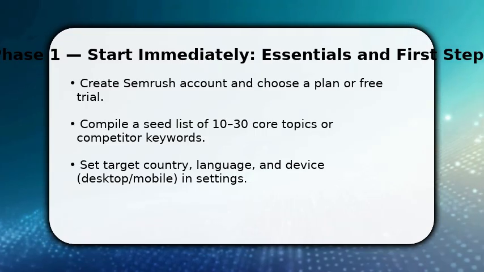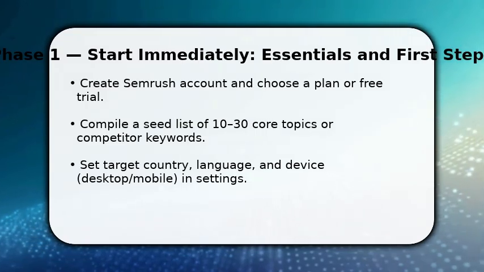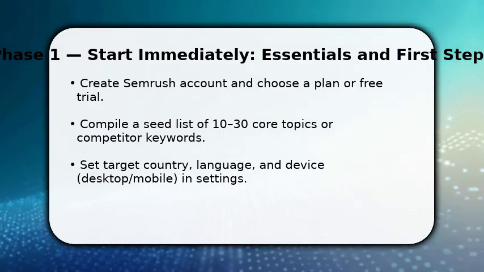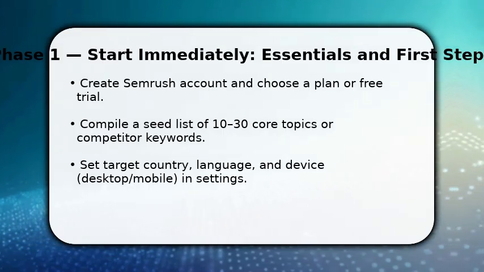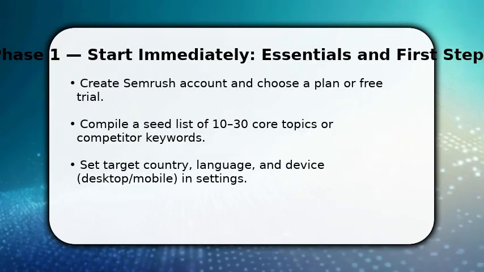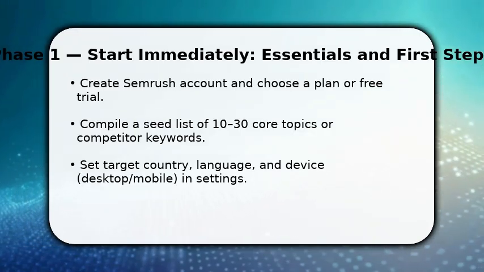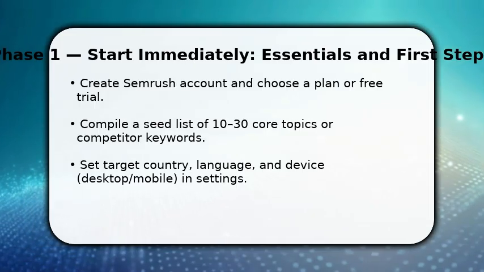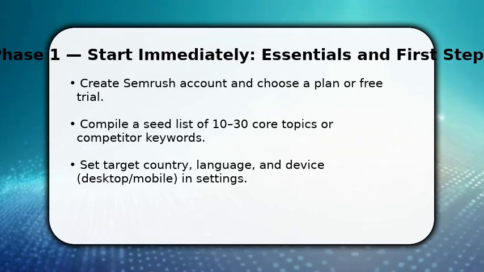Enjoy the video. You start by opening Semrush and signing in, then import a seed list of 10 to 30 core topics. This is your launchpad. Once done, set the target country, language, and device so results match real users. Next, run keyword overview on 3-5 high-priority seeds to get volume, KD, and CPC data.